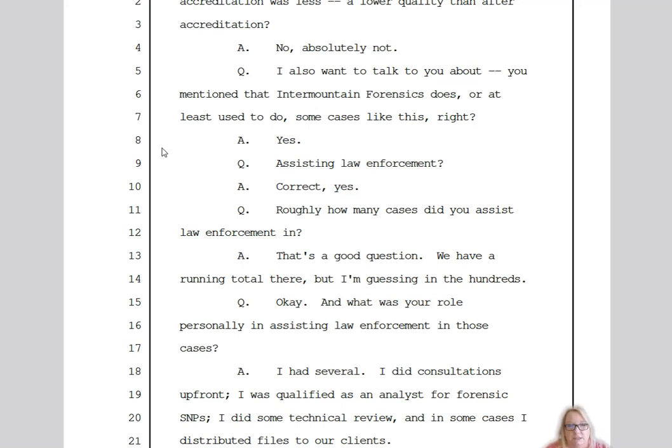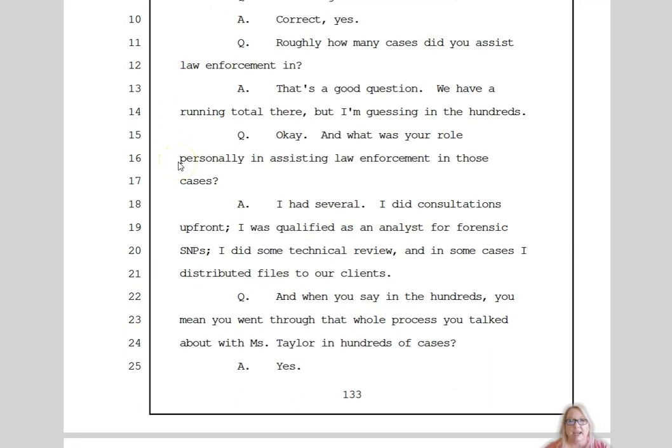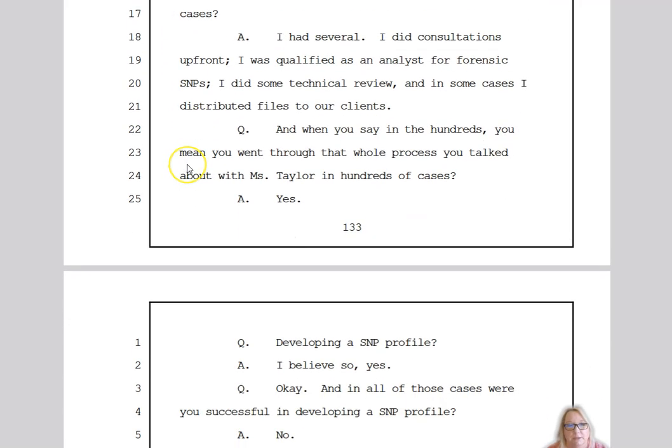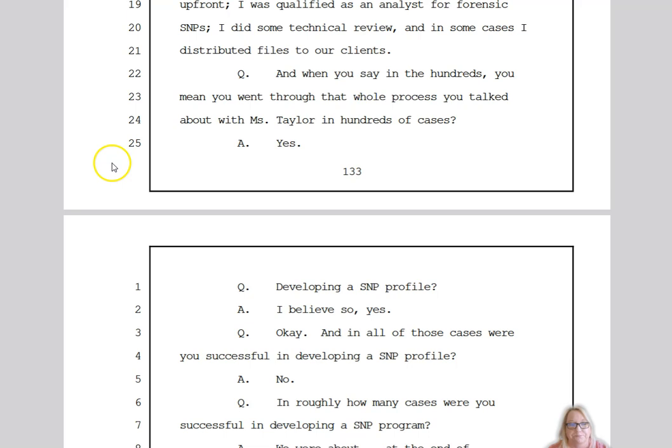Prosecutor: I also want to talk to you about, you mentioned that Intermountain Forensics does, or at least used to do, some cases like this, right? Yes. Assisting law enforcement, yes. Roughly how many cases did you assist in? That's a good question. We have a running total in there, but I'm guessing in the hundreds. And what was your role personally in assisting law enforcement in those cases? I had several. I did consultations up front. I was qualified as an analyst for forensic SNPs. I did some technical review, and in some cases, I distributed files to our clients.